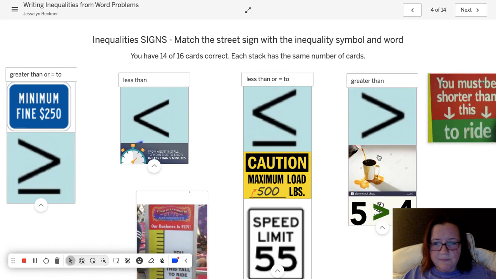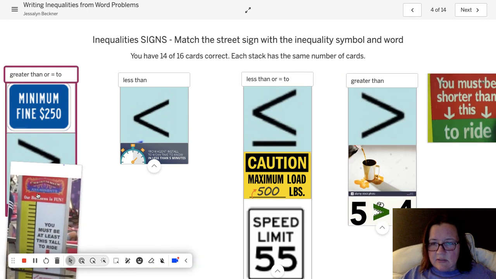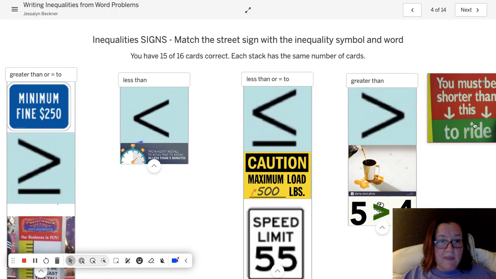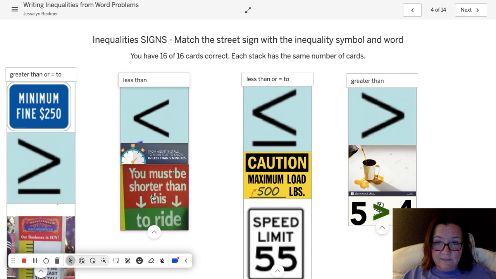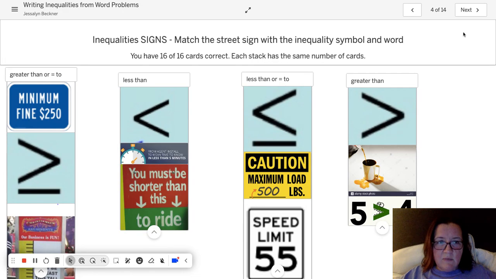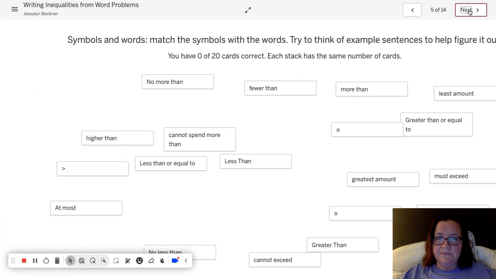This one was hiding. All right, so we know that this is greater than or equal to. And this one, you must be shorter than this to ride. So you cannot be equal to that line. You have to be less than that line. Now we have all our cards correct. So we're going to go ahead and check yours. Make sure you've got all of these for each of them and move on to the next slide.